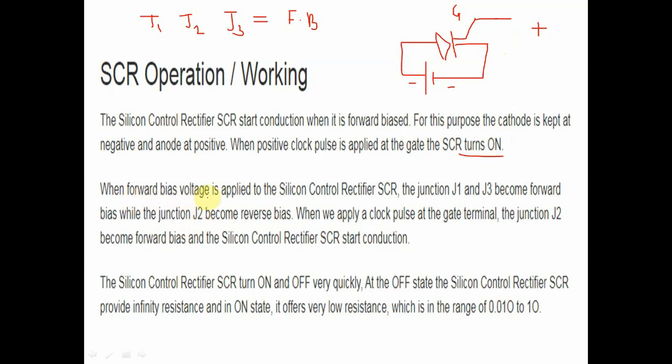When forward bias voltage is applied to the silicon controlled rectifier, the junctions J1 and J3 become forward biased, while junction J2 becomes reverse biased. When we apply a clock pulse at the gate terminal, the junction J2 becomes forward biased and the silicon controlled rectifier starts conduction. The silicon controlled rectifier SCR turns on and turns off very quickly.